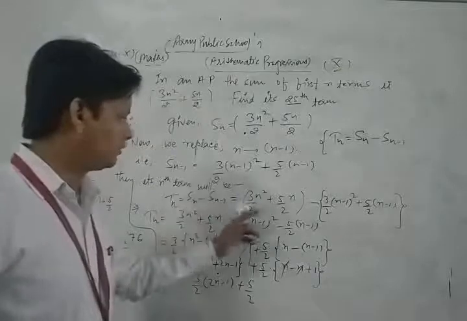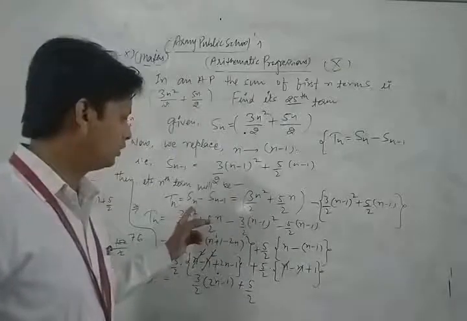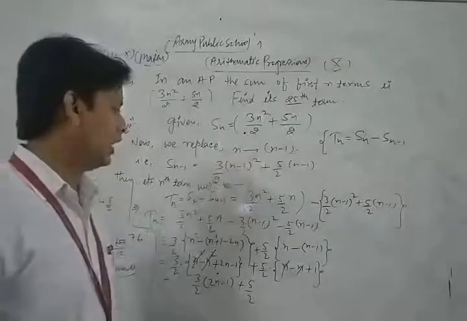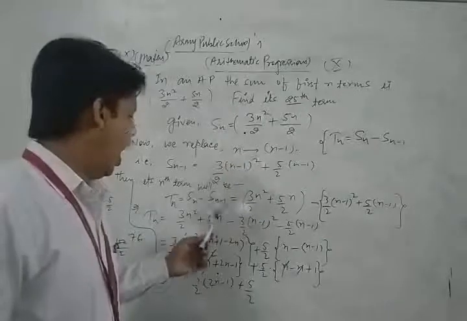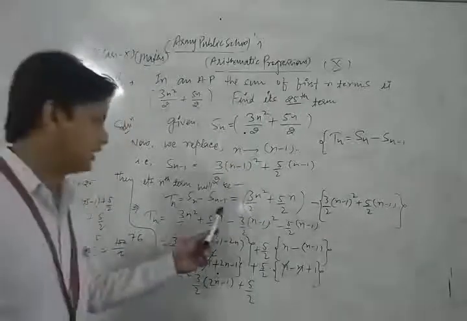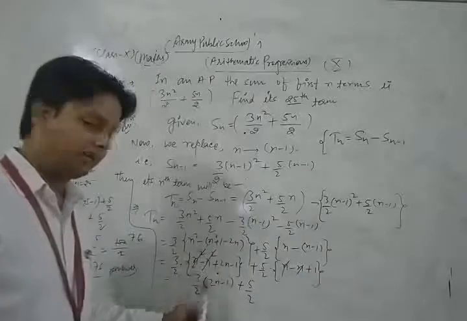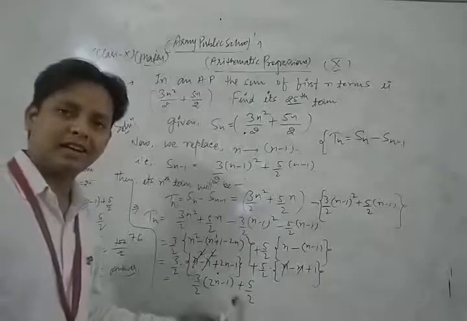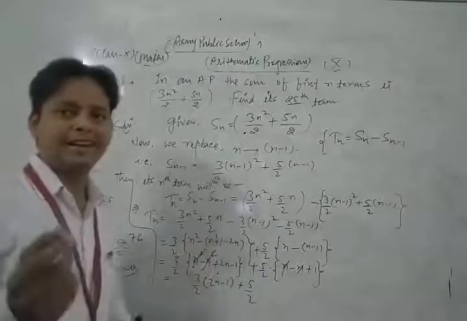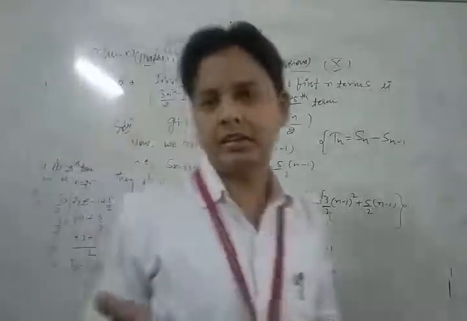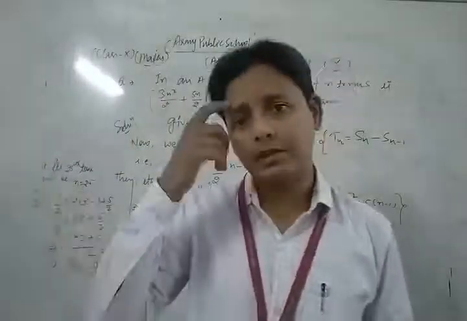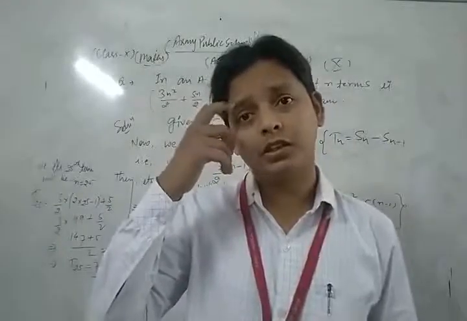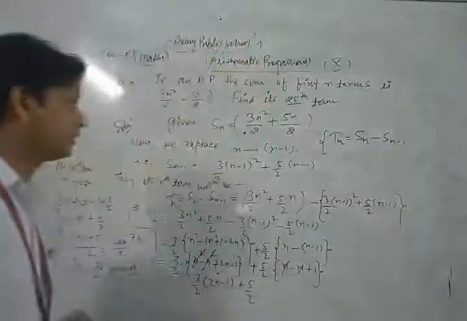So now we put the value of Sn and the value of Sn minus 1. After we simplify them we get 3 by 2 in bracket 2n minus 1 plus 5 by 2. This is the nth term of the given AP. If the nth term is given, then to find its 25th term, we just replace n by 25. So in this way we get our result.